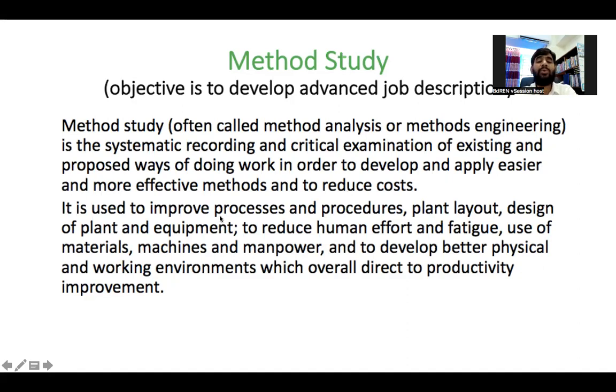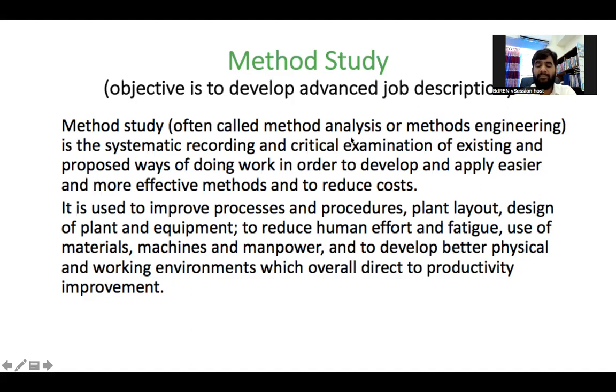It is used to improve processes and procedures, plant layout, design of plant and equipment, to reduce human factors and fatigue, and for the use of materials, machines, and manpower, and to develop a better physical and working environment, all directed overall at improving productivity.